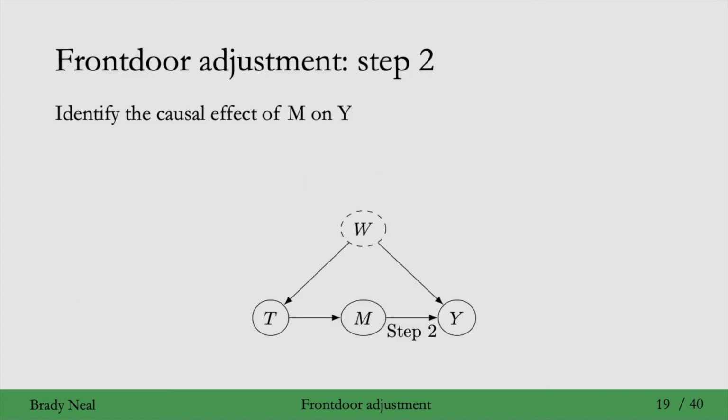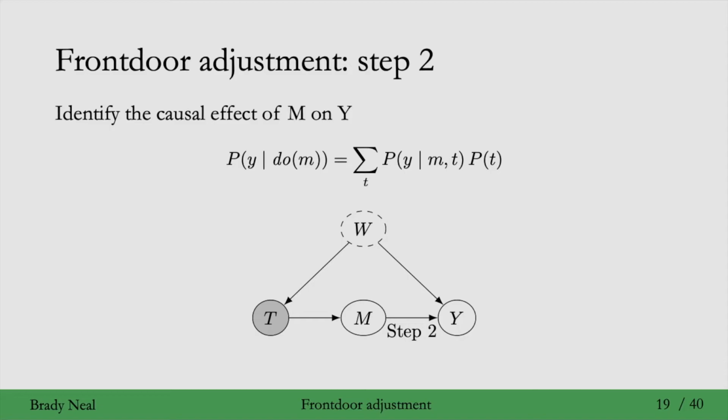Now in step 2, we want to identify the causal effect of m on y. So the causal quantity of interest is p of y given do m. Here there is a backdoor path from m to y. The backdoor path is m to t to w to y. But fortunately, we can block that backdoor path by conditioning on t. So we can use t as a sufficient adjustment set and just use the backdoor adjustment here.